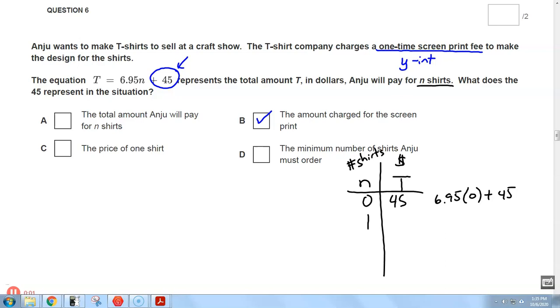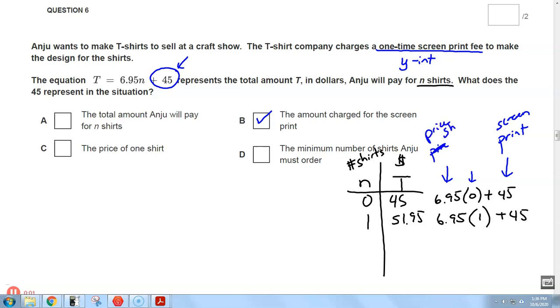But then when I do 1 shirt, the first time I make my very first shirt, it's going to be $6.95 times that 1 plus the fee. So now it's going to bump up to $51.95. So you can see how the equation is built here. This 45 is for the screen print, and the $6.95 is tied into how many shirts there are. So this is the price of each shirt. So for this problem, 45 does represent the screen print.